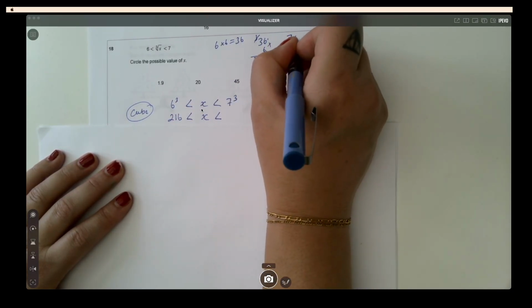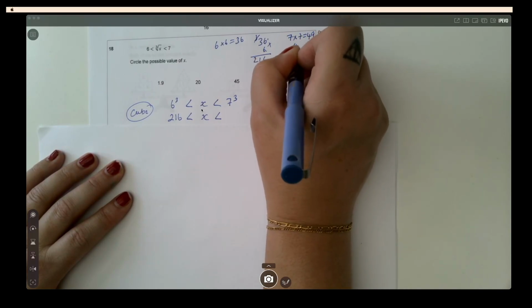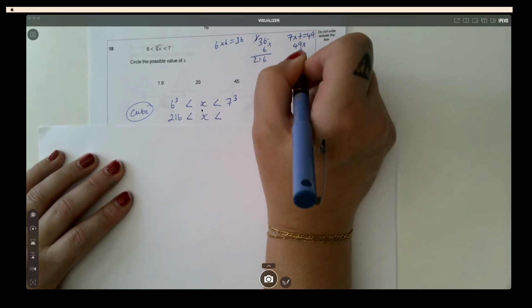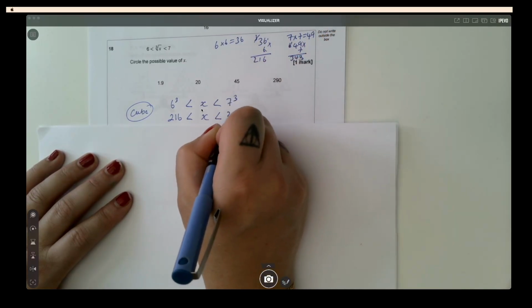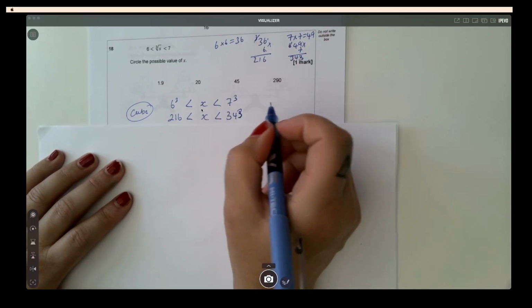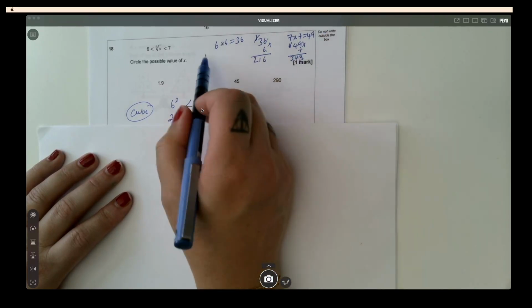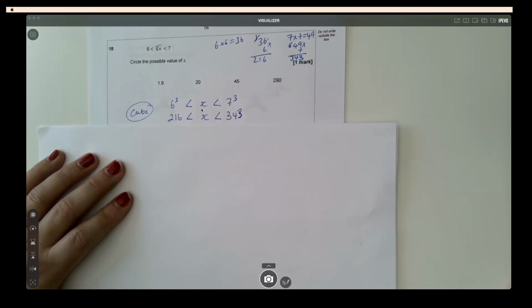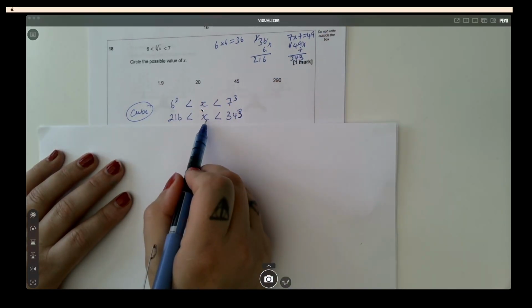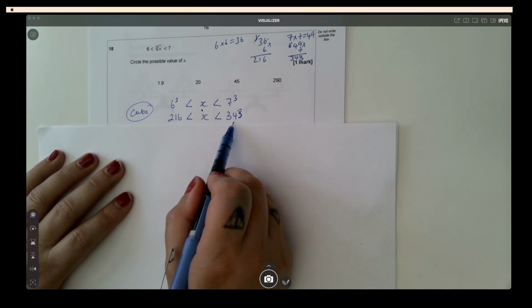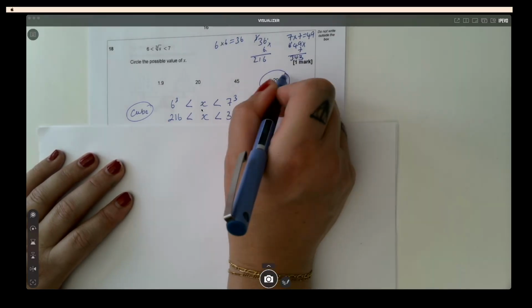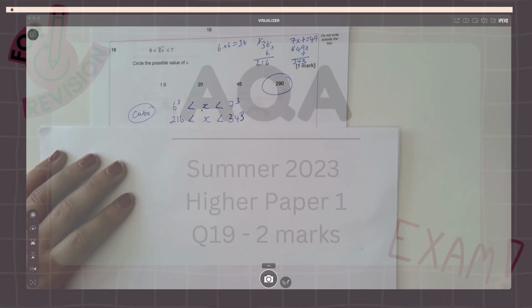7 cubed. 7 times 7 is 49. 49 times 7 is 343. This may only be a 1 mark question, but don't be afraid of working out. Make sure you get the correct answer. So the value of x is somewhere between 216 and 343, but not equal to either. So it must be 290.